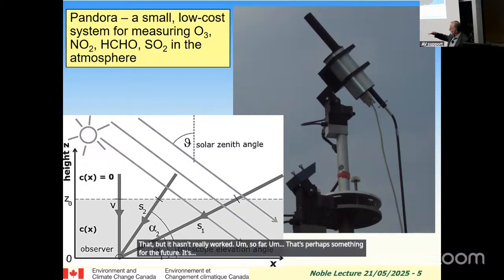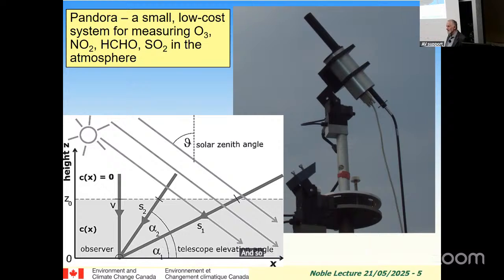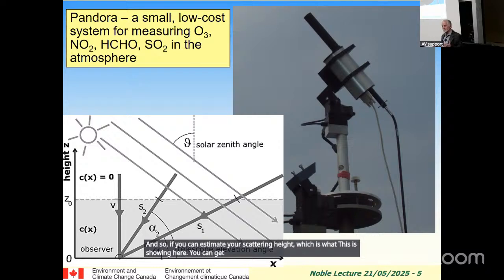The notion is simply that you're going to see something different depending on what angle you're going through the atmosphere. And so if you can estimate your scattering height, which is what this is showing here, you can get crude profile information. It's usually about a maximum of 2 pieces of independent information.